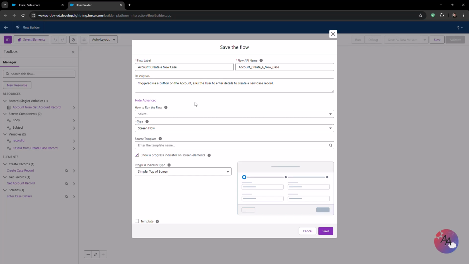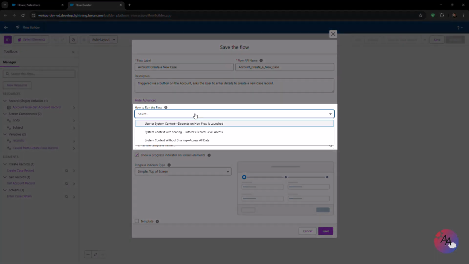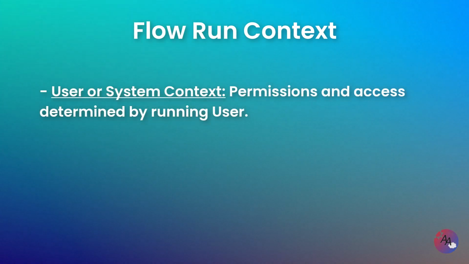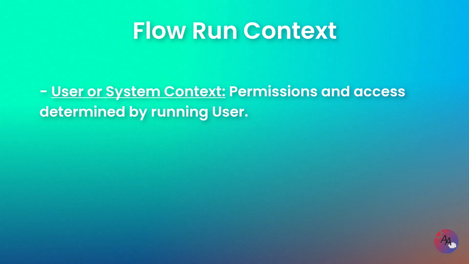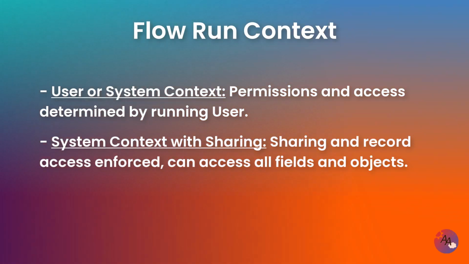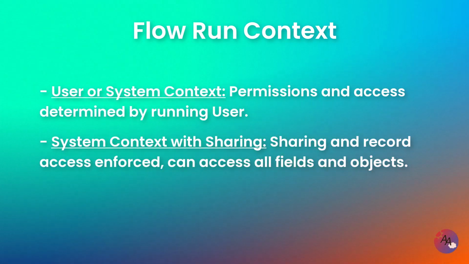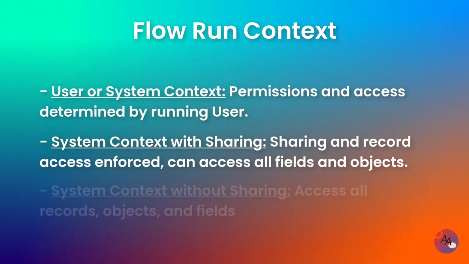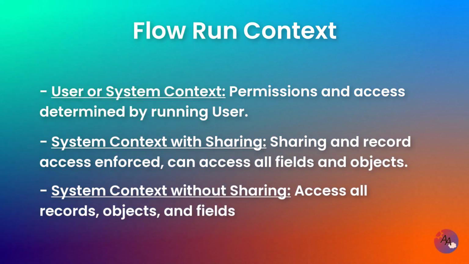When available, the How to Run the Flow option determines how much access the running user will have when running the flow. The default option, labeled User or System Context, determines what records, objects, and fields can be accessed based on who triggered the flow. System Context with sharing still enforces record access rules such as sharing settings, but ignores object, field, and permission settings. System Context without sharing allows the running user to access everything.